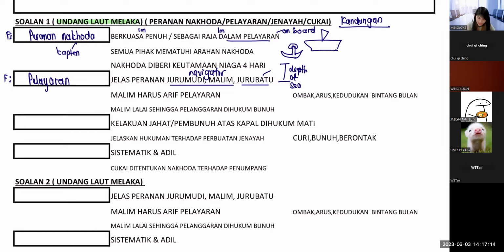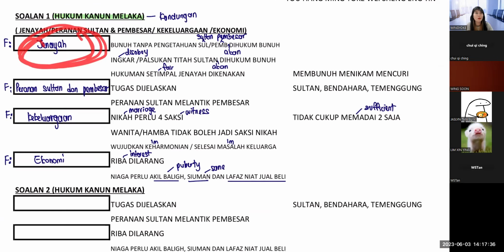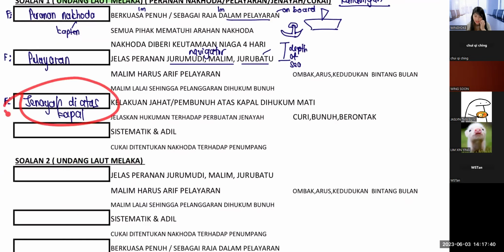Okay. Now the next one is we continue into our Jenayah. Jenayah in this case is what? Jenayah di atas kapal. This is not this Jenayah, you know. This is not Hukum Kanun Melaka, you know. This is Jenayah atas kapal. So according to Jenayah atas kapal, if you do something bad, you kill on board, then you'll get the death sentence.